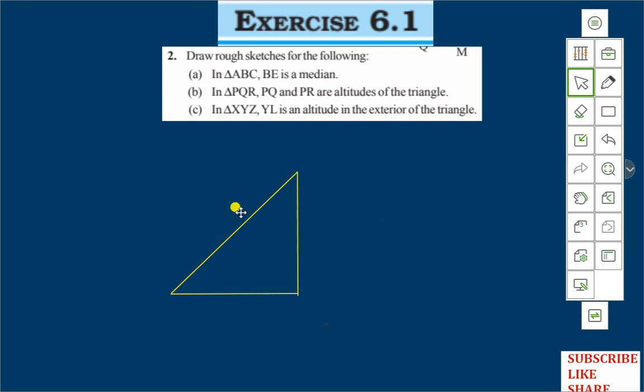Here we have taken a triangle, and if you write the name of the triangle, the name of the triangle is PQR. PR and PQ are the altitudes of the triangle.